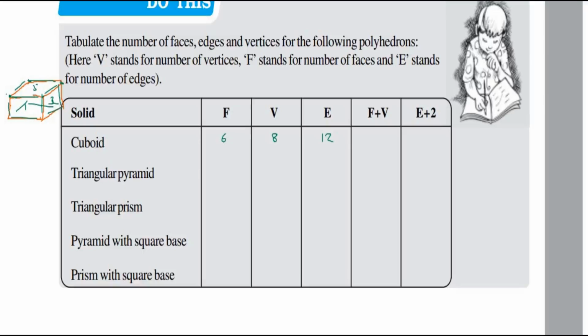You try on your own. Take a box and see how it looks. Now let's calculate. Face plus vertex, 6 plus 8. That is 14. And edge plus 2, 12 plus 2, 14. This always will be equal.